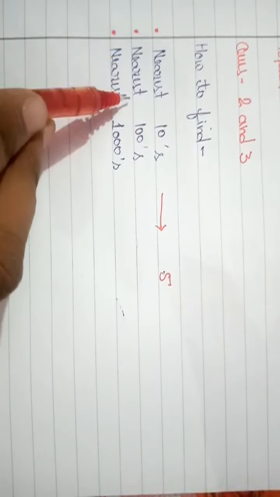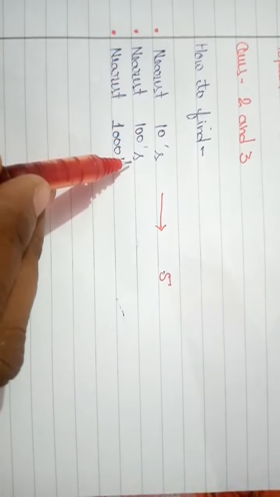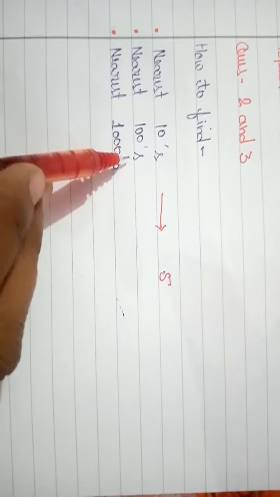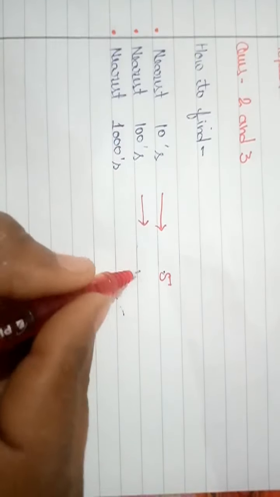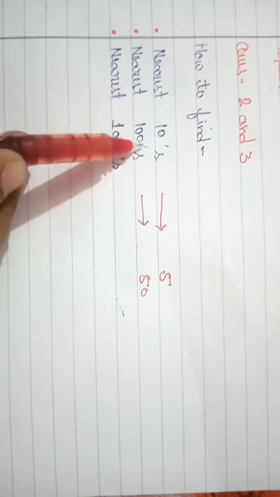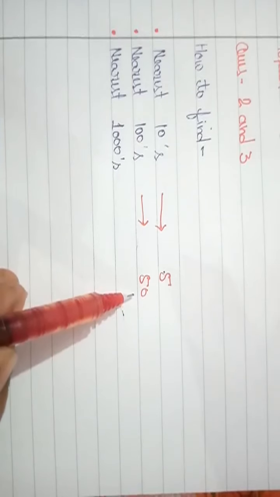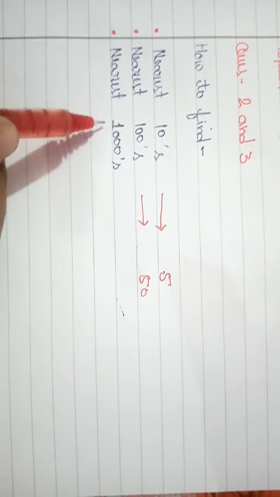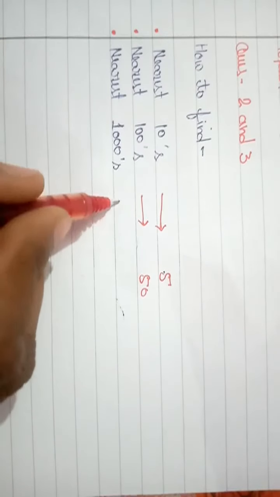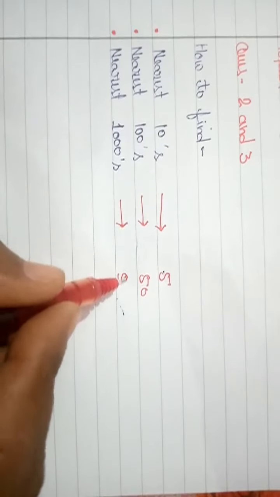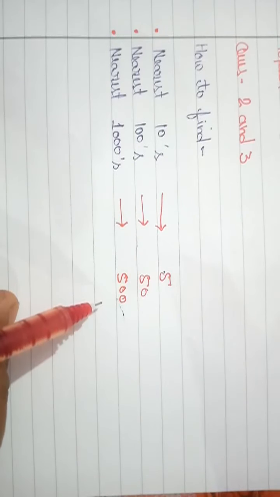If we are finding nearest 100 of a digit, we will compare our highlighted digit with 50, because 100 का half कितना होता है 50. If we are finding nearest 1000, we will compare our highlighted digit with 500, because thousands का half 500 होता है. Okay, let's take an example.